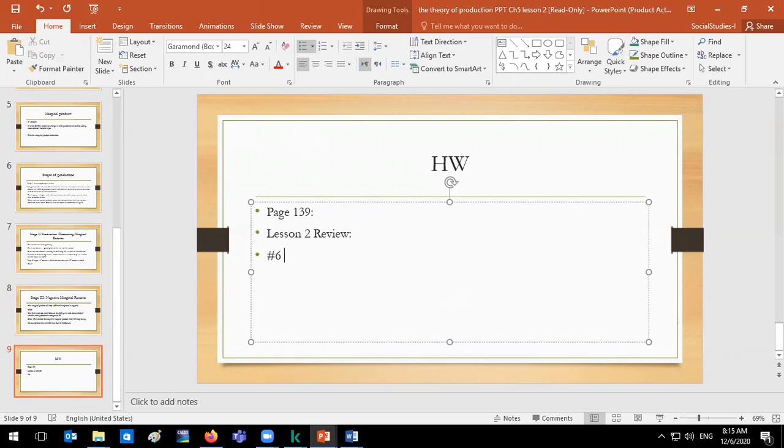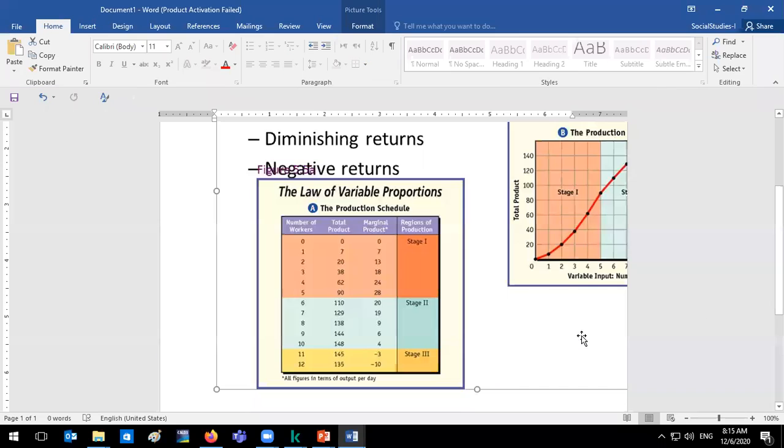What you need to do is create your own hypothetical production schedule for this XYZ company that is selling this product. I don't want the graph, I don't want the curve. This curve right here is not necessary. I just want you to do the schedule.